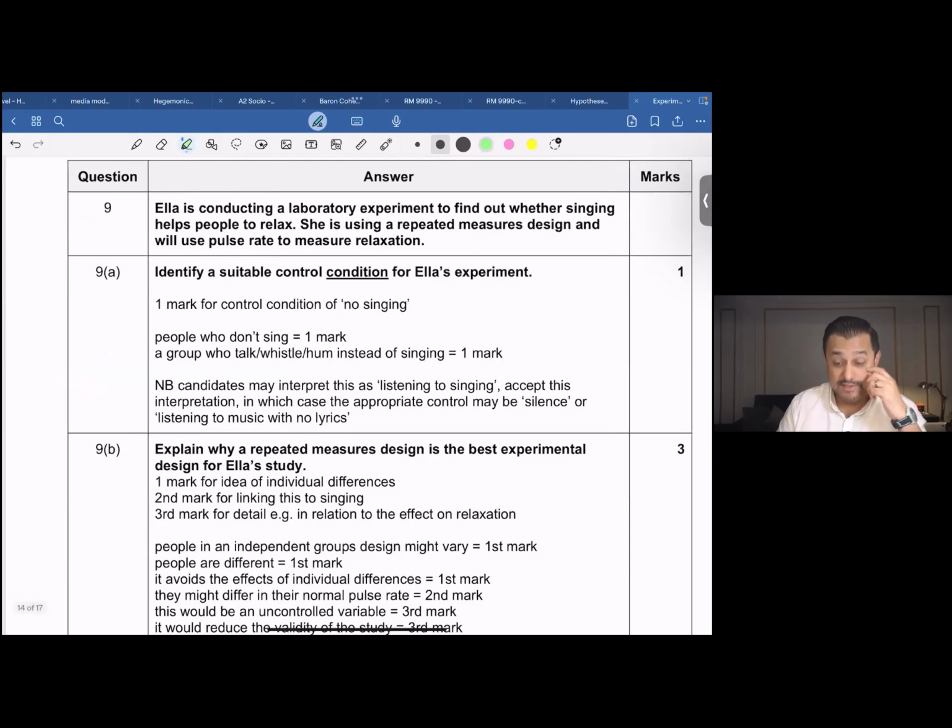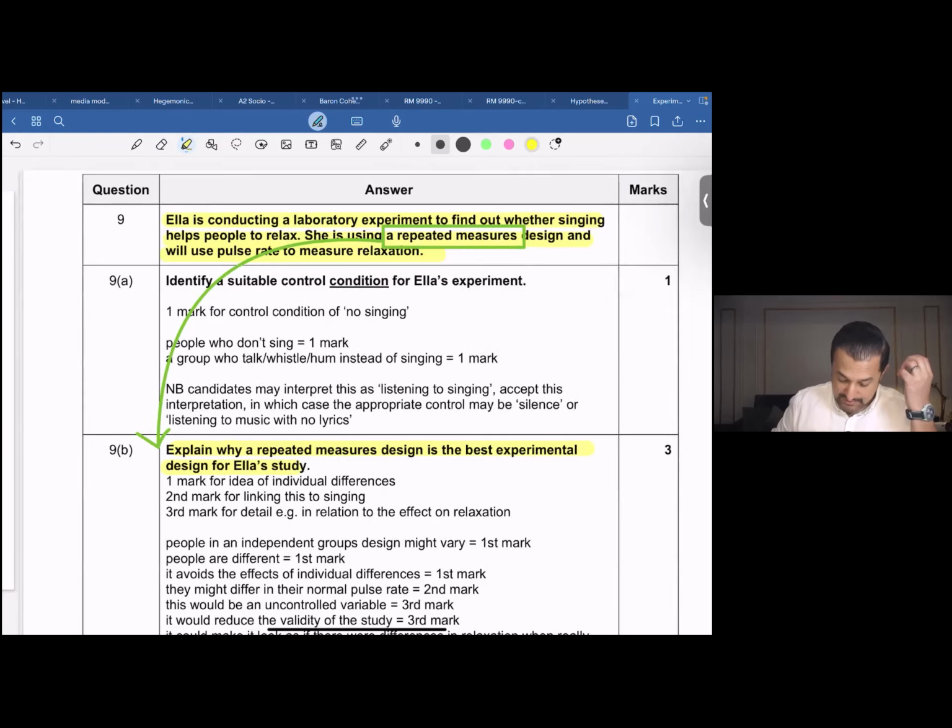This question over here reads, Ella is conducting a laboratory experiment to find out whether singing helps people to relax. She's using a repeated measures design and will use pulse rate to measure relaxation. Identify a suitable control. Okay, that's not relevant to experimental designs. We would pick this information from here and jump on to question 9b. Explain why repeated measures design is the best experimental design for Ella's study.